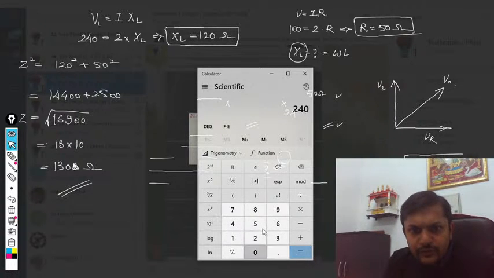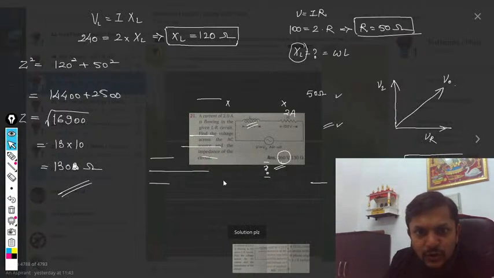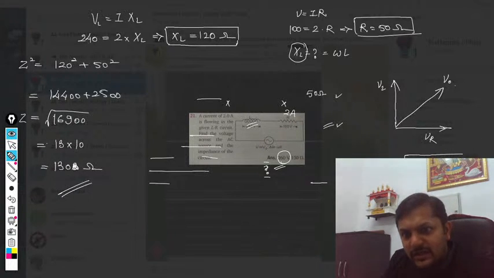So 240 square plus 100 square will be equal to 6760, and the square root of this is 260. So our answer is absolutely right. We are getting 260 volt. So the answer is absolutely correct.